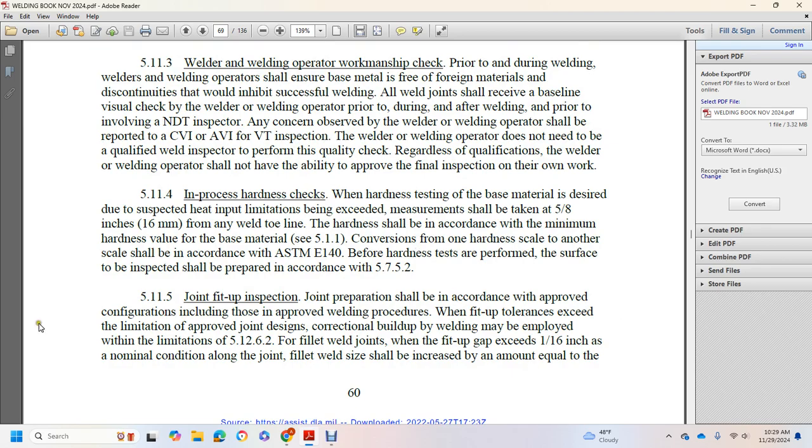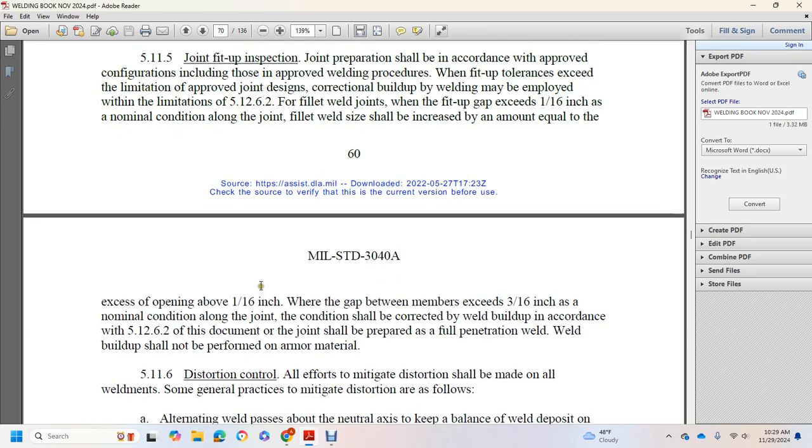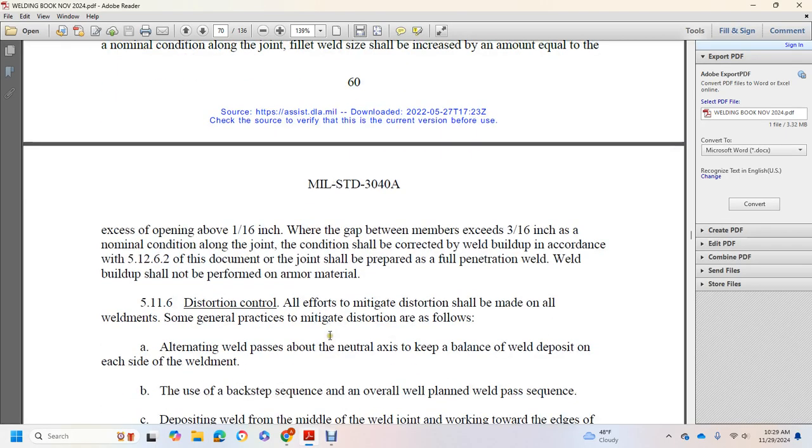Inspection should be in accordance with the proof of the configurations, including the proof of the welding procedure, weld fit-up and tolerance, except for the limitation of the joint and corrective build-up. Welding may be employed with limitations of 5.12.6.2 for fillet weld joints when the fit-up gap exceeds 1/16 of an inch as a nominal condition. The fillet weld size should be increased by an amount equal to the gap above 1/16 of an inch between the members, not to exceed 3/16 of an inch, with the condition corrected with weld build-up in accordance with 5.12.6.2. Documented joints prepared with full penetration weld build-up should not be performed on armor material.